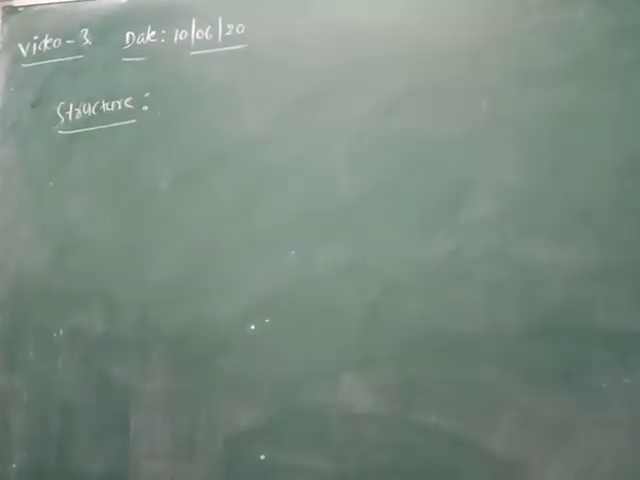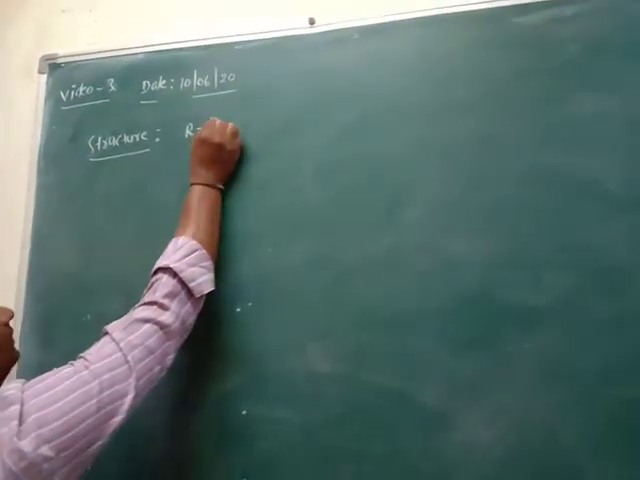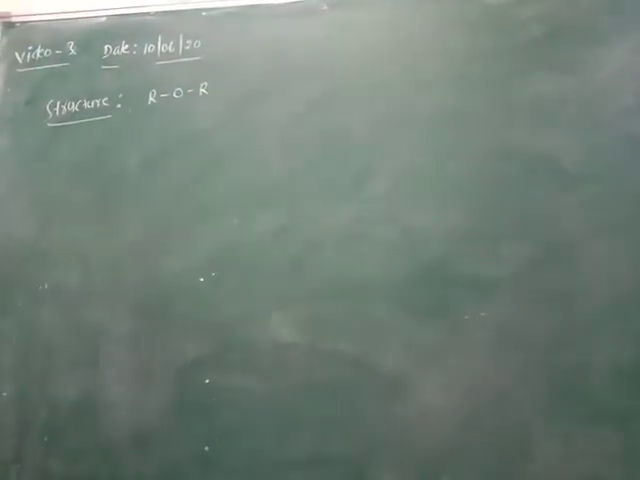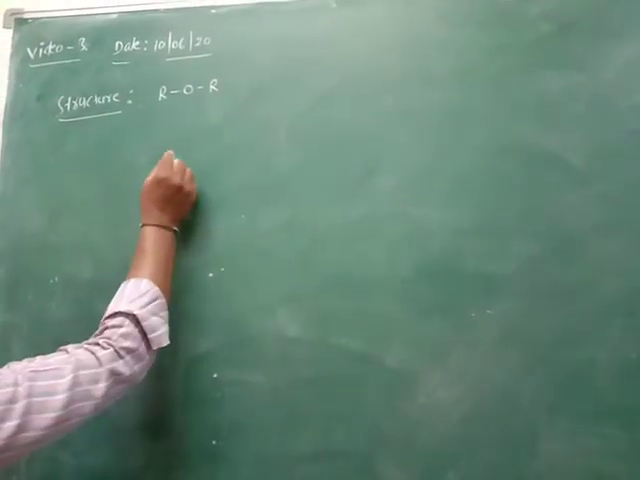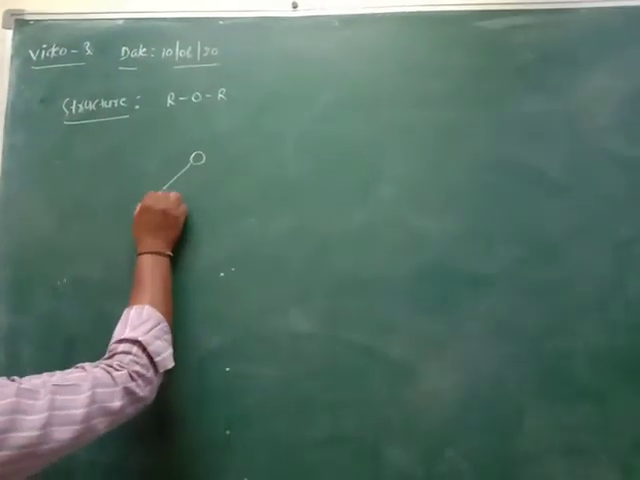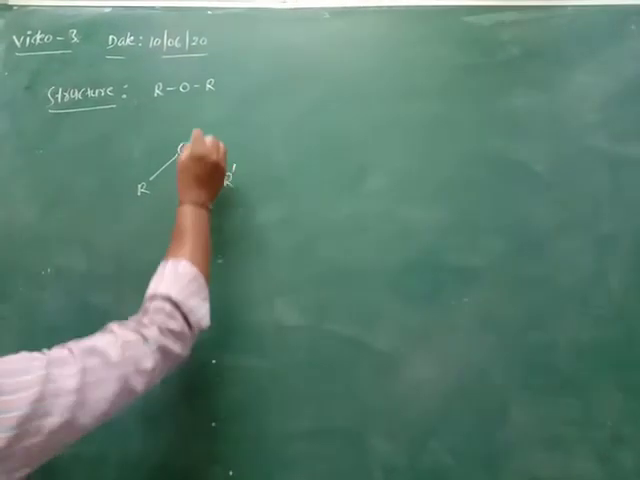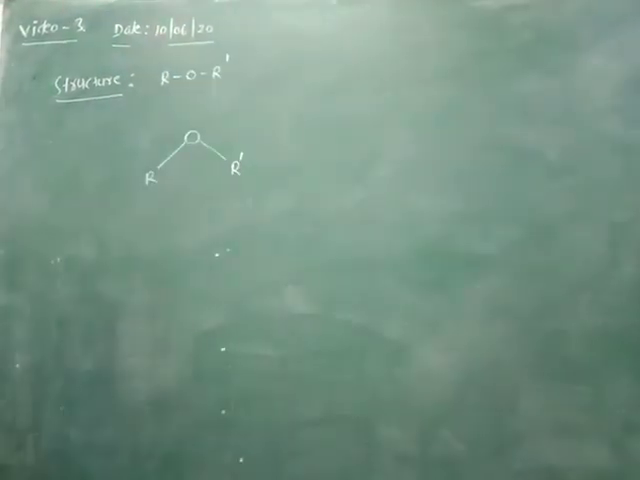So the next one is structure of ethers. Generally, the ether functional group has the general format ROR, wherein R is an alkyl group or aryl group. So simply it is denoted as R-O-R, or R-O-R dash.